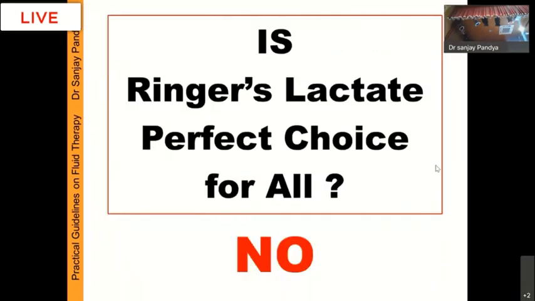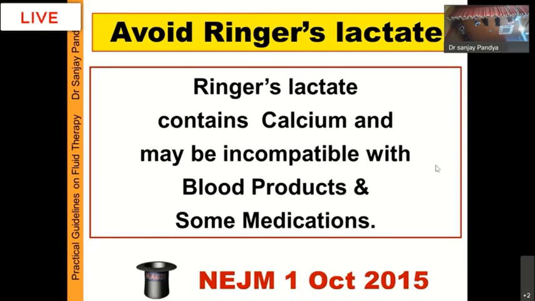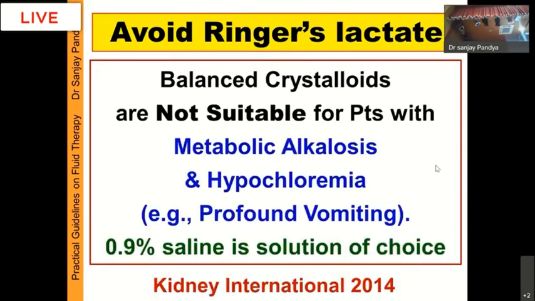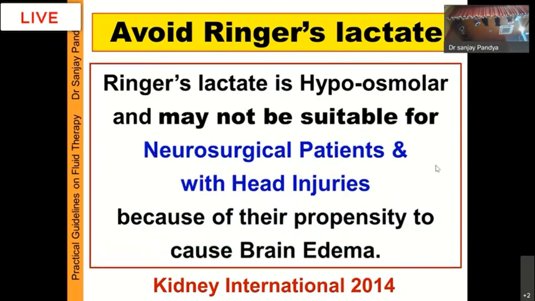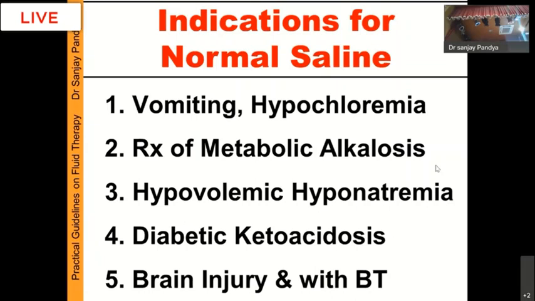Is Ringer's lactate perfect for all? No. It cannot be given with blood product. Not suitable for metabolic alkalosis. Not good for persistent vomiting. Not good for hypochloremia. For a neurosurgical patient, it is not good. And at that time, what we need is the normal saline.